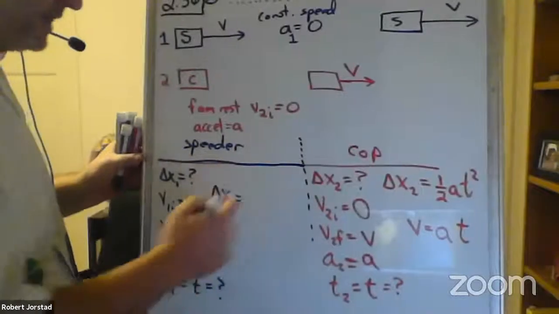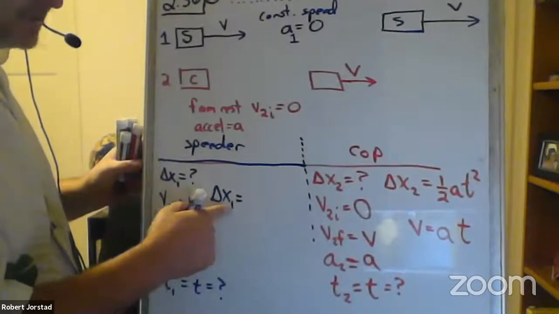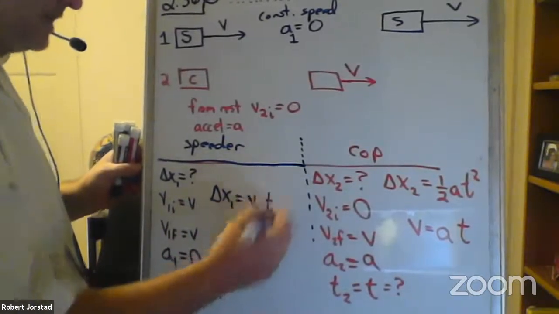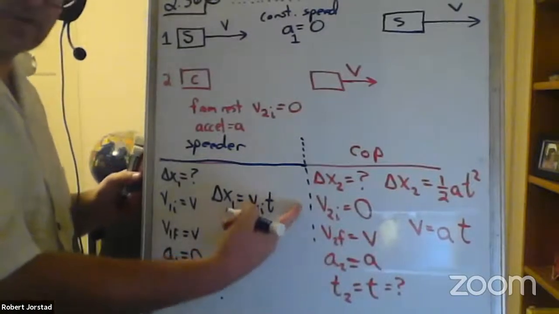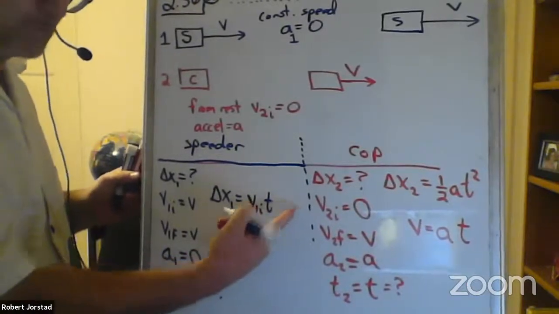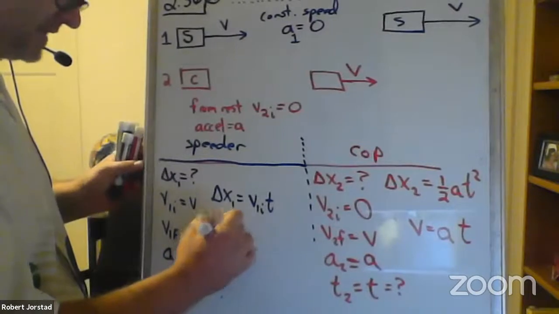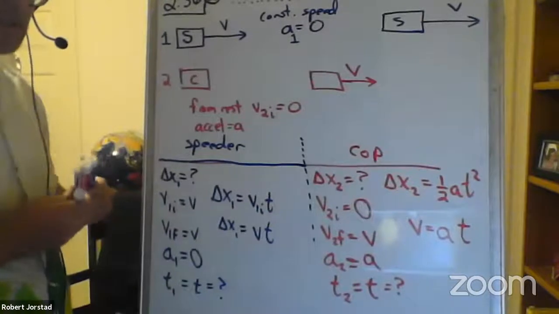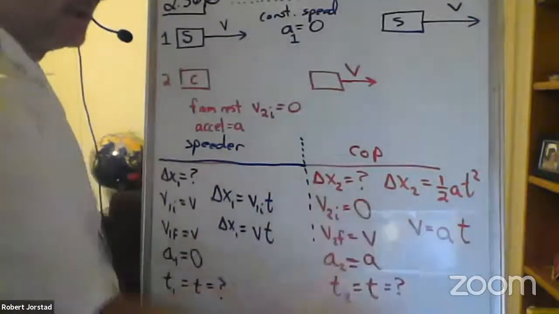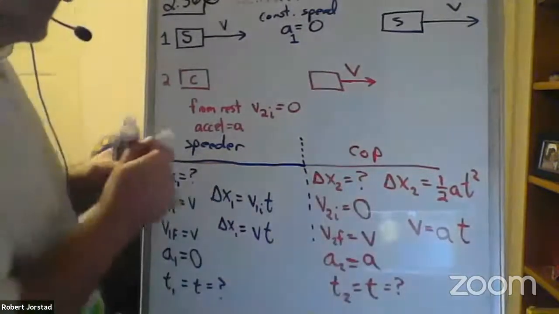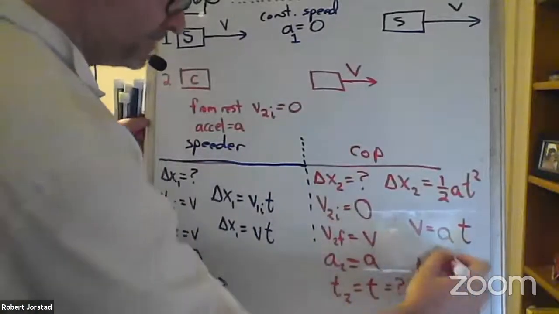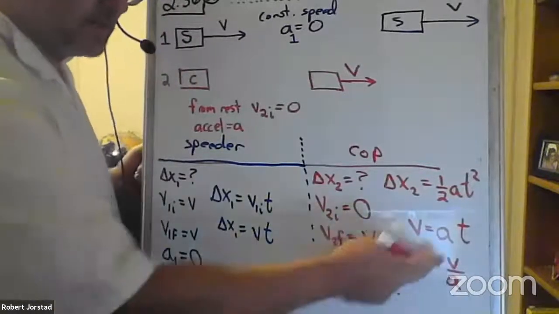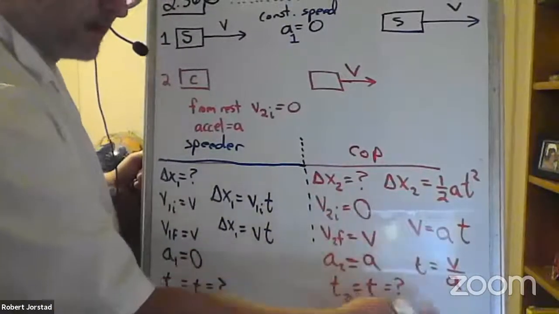Well, delta x1 is, if A is equal to 0, distance equals rate times time, right? Plus a 1/2 AT squared term that goes to 0. Well, we know this is just delta x1 equals VT. So everything hinges on getting this time. So we solve for this time. We check the units before going on. Meters per second divided by meters per second squared.